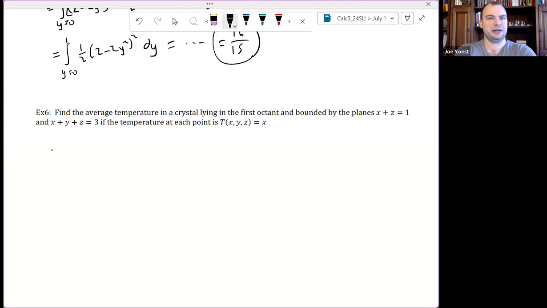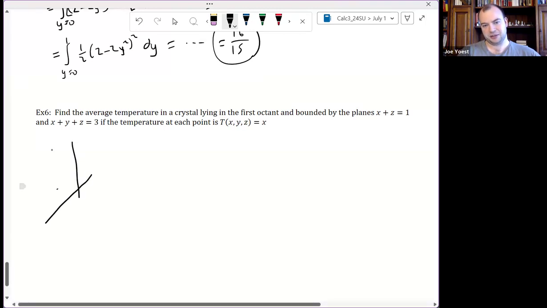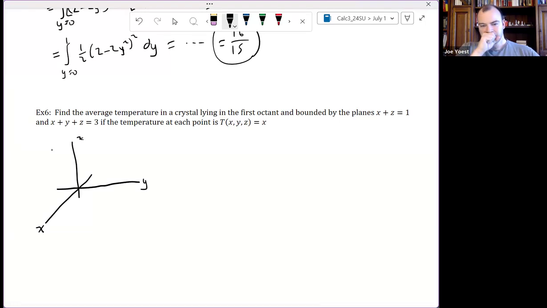Let's first just try to get a graphical representation of this crystal, or this region that's representing the crystal. We're looking at the first octant, so only when x, y, and z are positive. I think I'm going to make this one blue. So x plus y plus z equals 3 will make that blue. If x and y are 0, z is 3. And same for the other axes.